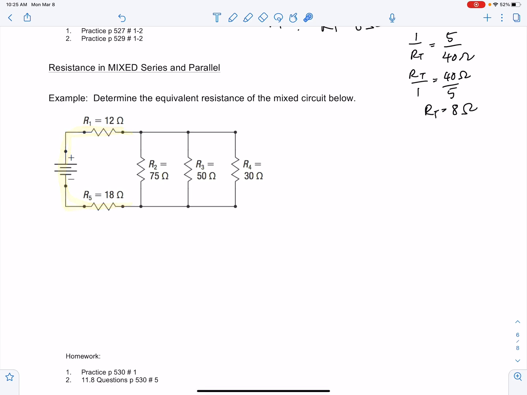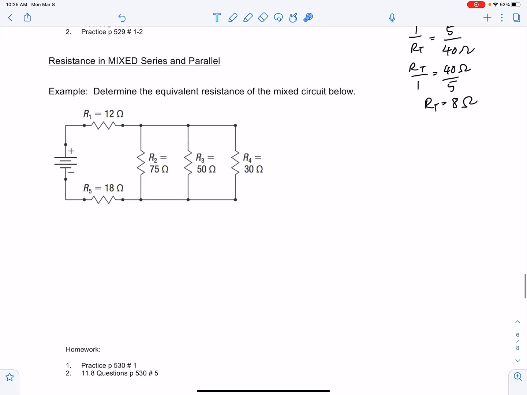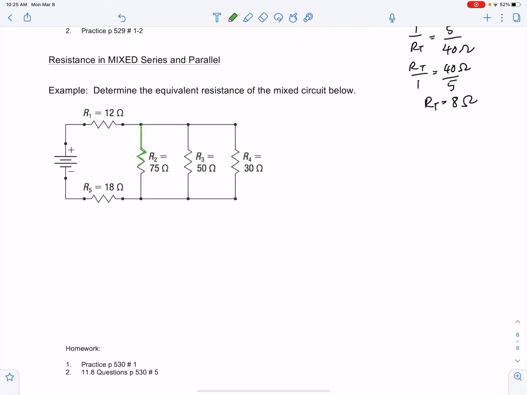If I want to find the total of all of this, what I'm going to do is simplify it by first calculating what the total resistance of just these three parallel resistors is. So let's start. We're going to find the total resistance of R2, R3, and R4, these guys. Just going to shade them in. This is what we're finding, the total resistance of these three parallel resistors.